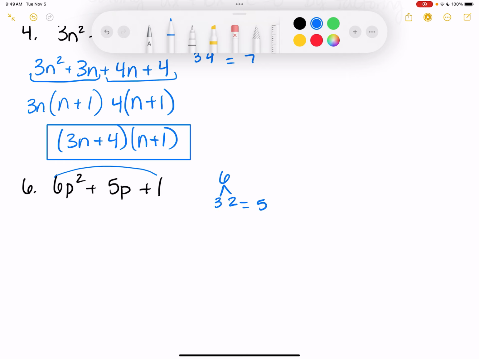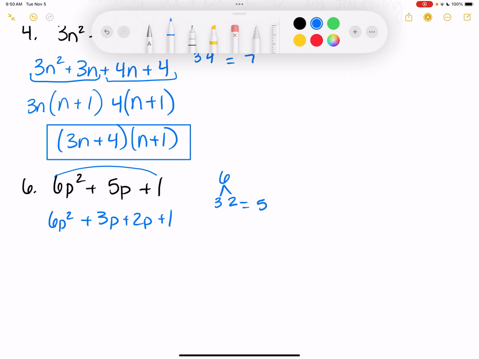Some people will say, oh, 6 and negative 1, but when I multiply 6 and negative 1, I don't get a positive 6. So that's why you've got to watch that too. That's why I write it the way that I do. So this one doesn't really matter which thing you pair with what. I'm just going to pair the 3 with the 6. So 6p squared plus 3p plus 2p plus 1.